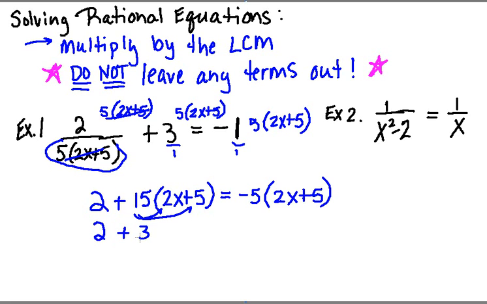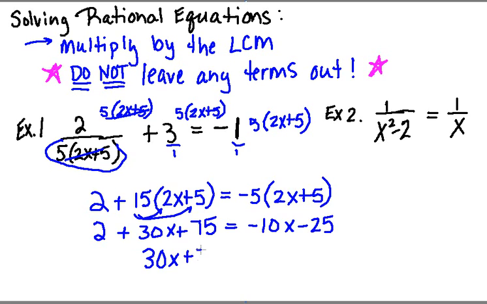So it's 2 plus 30x plus 75, because 5 times 15 is 75. And on the right-hand side, I end up with minus 10x minus 25. And now I'm just going to combine like terms. On the left-hand side, I end up with 30x plus 77. And on the right-hand side, I end up with minus 10x minus 25.